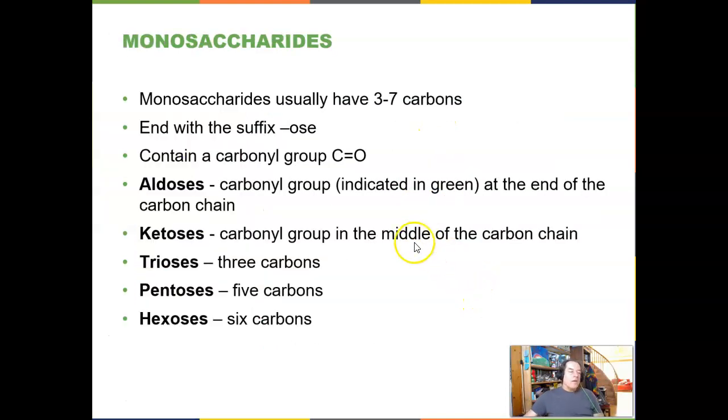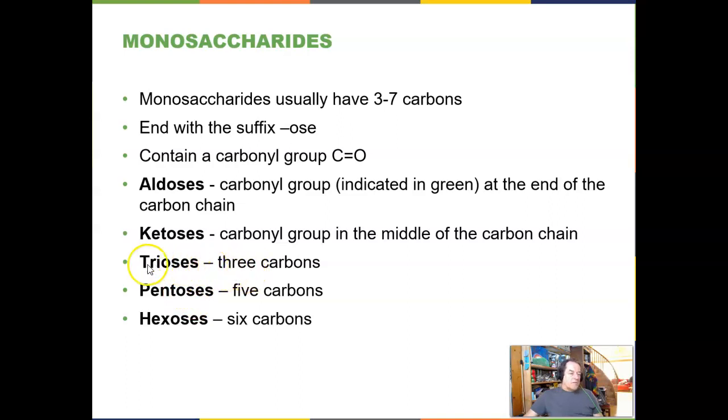The monosaccharides used in biological systems range from 3 to 7 carbons, with 6, 5, and 3 carbons being the most used monosaccharide carbohydrates. Inevitably, they've got a C double bonded to an oxygen somewhere in them. That is the carbonyl group, and then they have hydroxyl groups, OHs, all over the place. Those are the key characteristics of all carbohydrates.